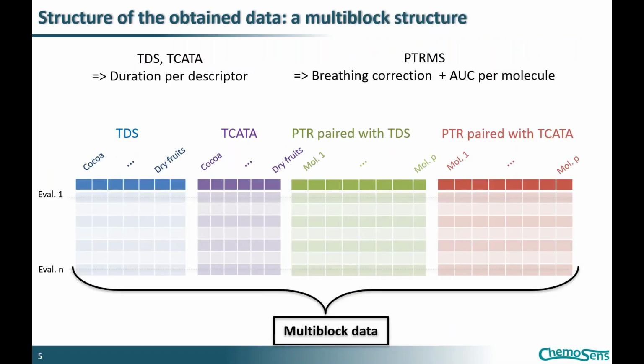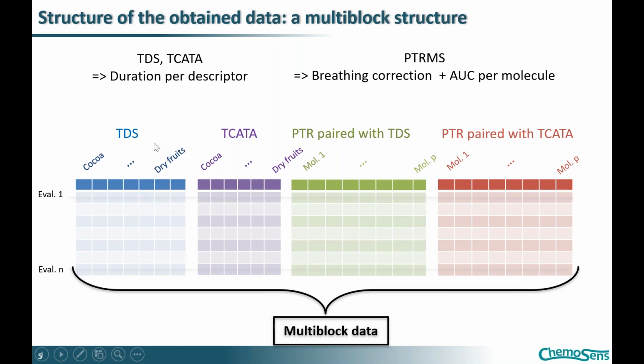So we obtain some data which are kind of complicated because they are temporal. And as they are temporal, we have to summarize them. So for TDS and T-kata, we have chosen to keep only the duration per descriptor. And for PTR-ToF-MS, we have chosen to keep the area under the curve per molecule after having corrected the breathing.